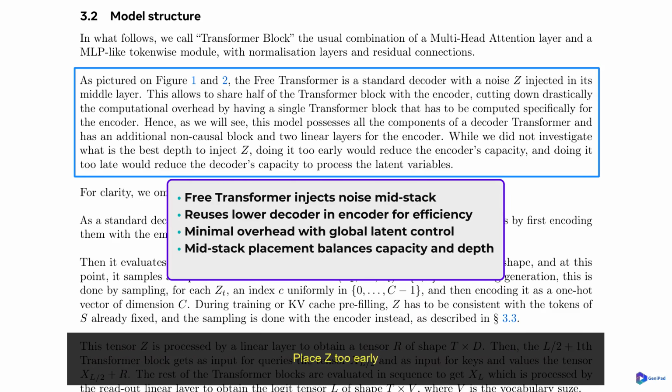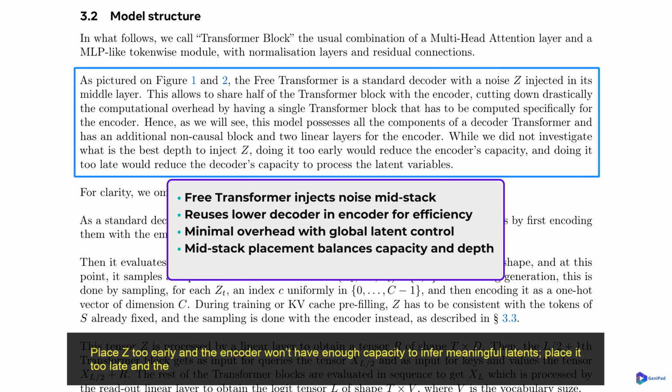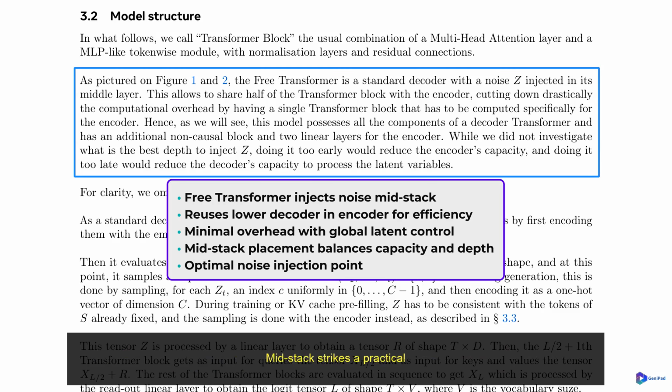Place Z too early, and the encoder won't have enough capacity to infer meaningful latents. Place it too late, and the decoder won't have enough depth left to use those latents effectively. Mid-stack strikes a practical balance.